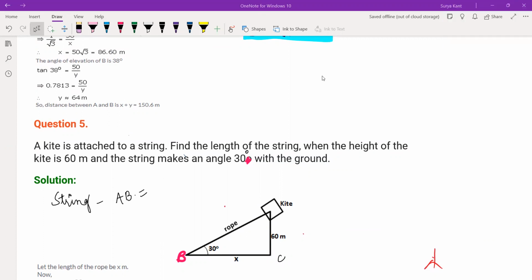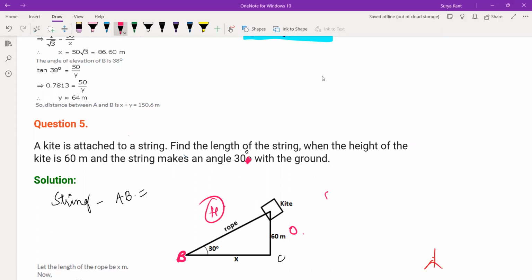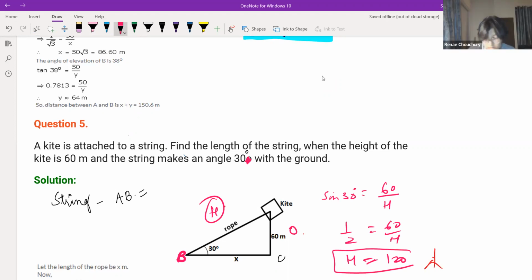Yeah, sine we can use over here. So sine 30, because we have to find the length of the string. The string is your hypotenuse, right? Yes, sir. And this is opposite. So sine 30 is O by H. So 1 by 2 is equal to 60 by H. If you solve, what will you get? 120, no? Okay, sir. 60 by 2 you have done. Yes, sir. I took the hypotenuse as 60.